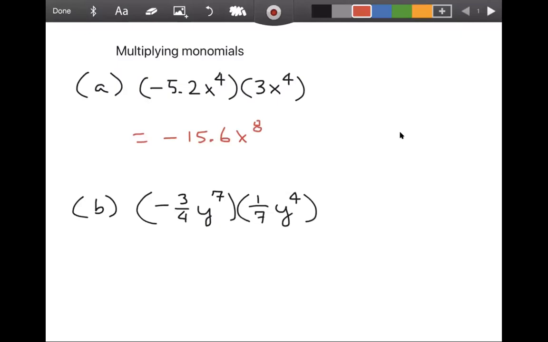All right, same kind of thing in letter B. We're going to start by multiplying the fractions. Negative 3/4 times 1/7 is negative 3 over 28. And again, using the product rule, y to the 7th times y to the 4th is y to the 11th.